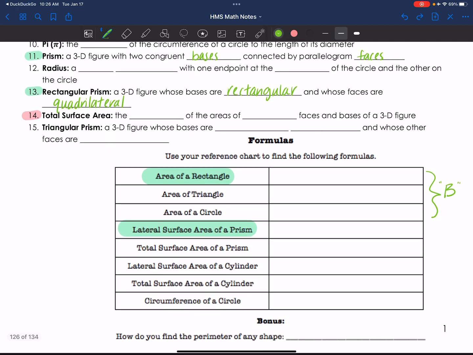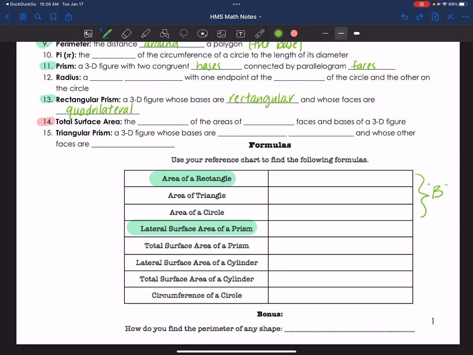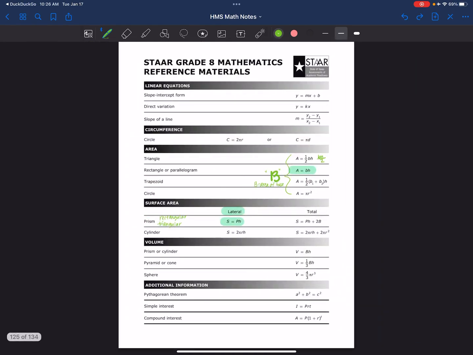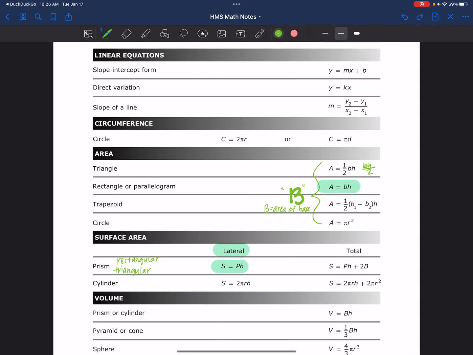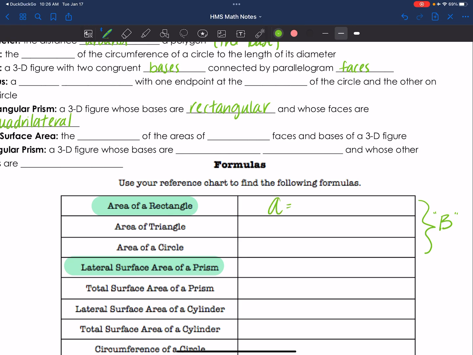Okay, let's get into our formulas that we're going to be using. Area of a rectangle, we actually won't be using today, but let's find it on our reference charts. So here we have area, then I'm going to find the word rectangle, and see that my formula is capital A equals bh. So capital A equals lowercase bh. And yes, capital and lowercase is important.